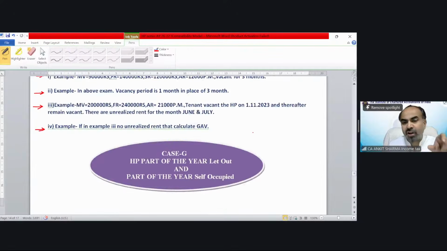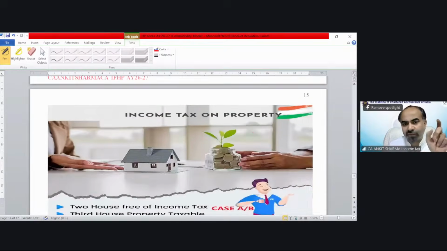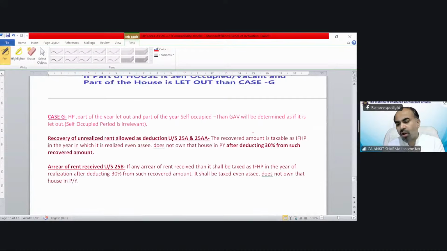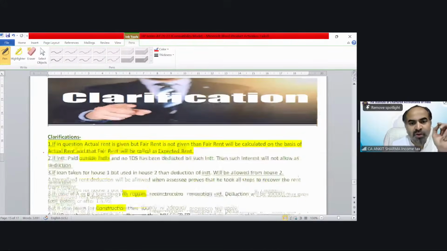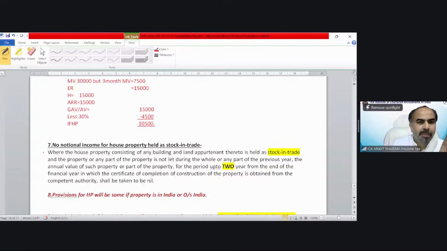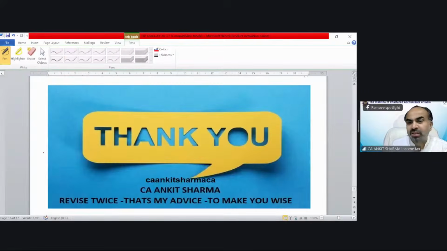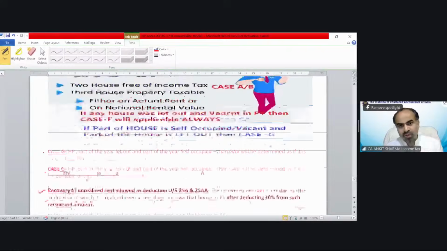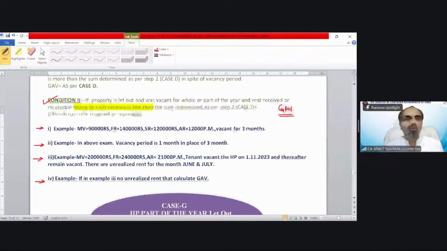G case, part of the year let out, part of the year self-occupied. We have already gone through this concept also. Now, after all the cases, there are some notes, small clarifications we need to go through. These 2 points we will go through, and these some clarifications. And house property, you can see, is going to end soon. Then we will try some test knowledge questions and MCQs also.